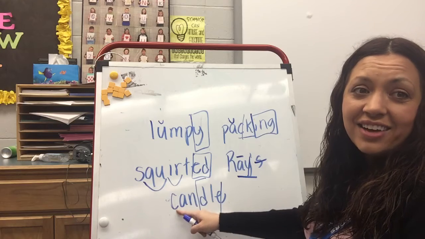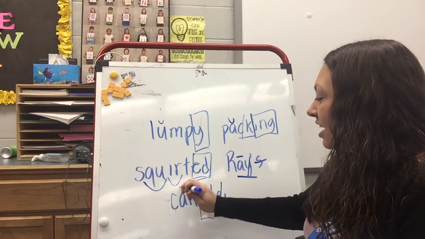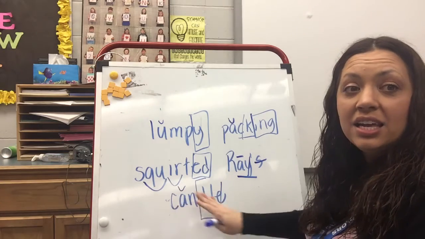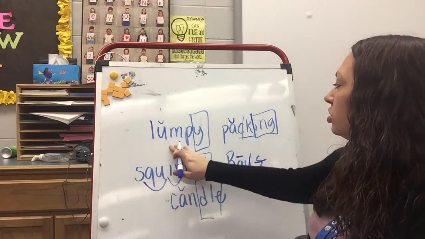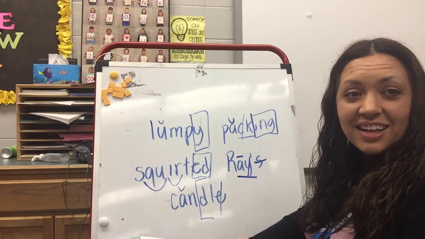Now over here, look, I've got C-A-N. You guys know that word. That's just can. And so it's got a short A, so candle. So lumpy, packing, squirted, raise, candle. Awesome job, guys.